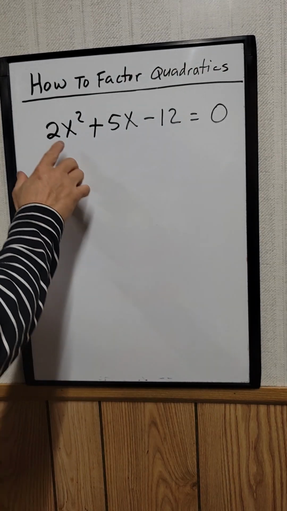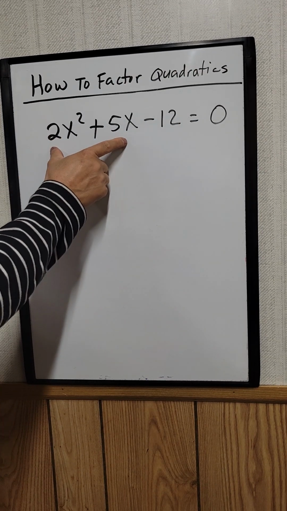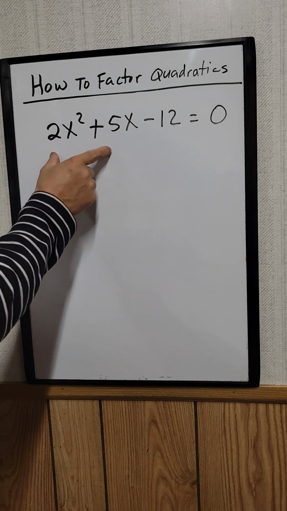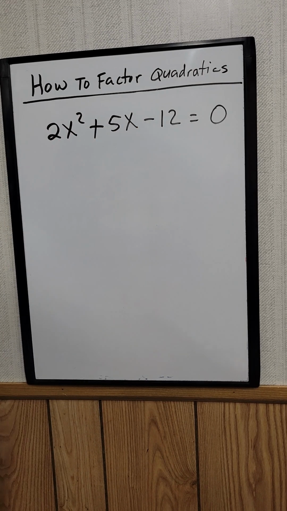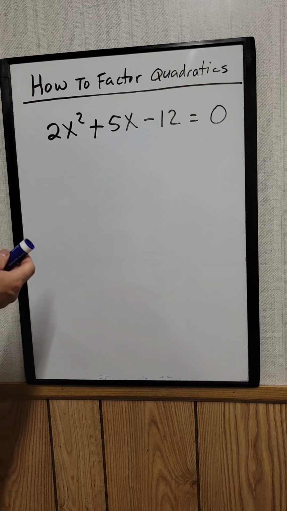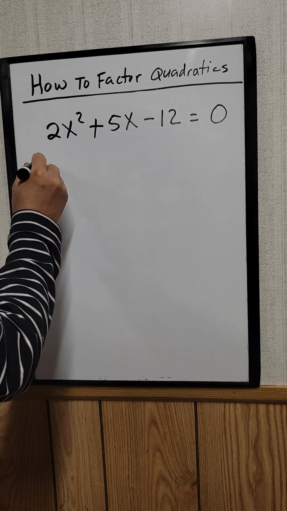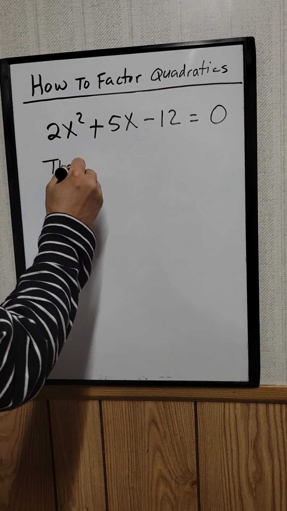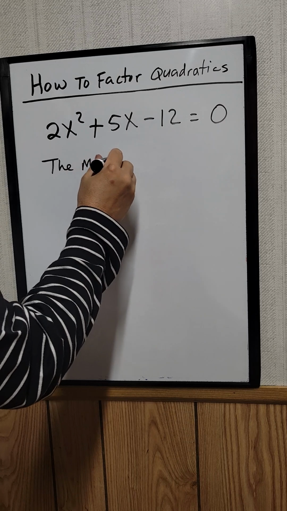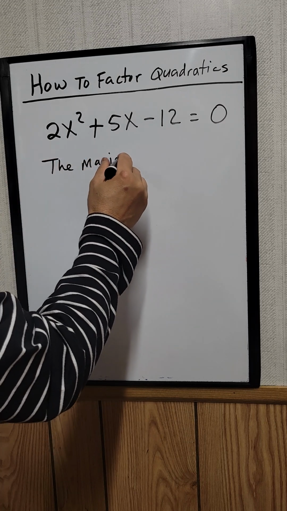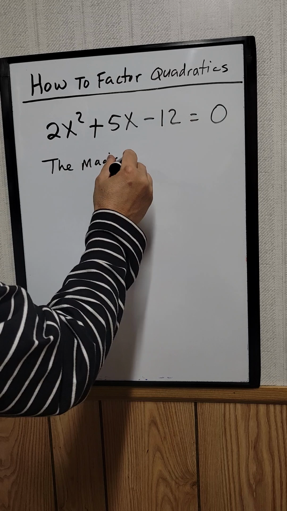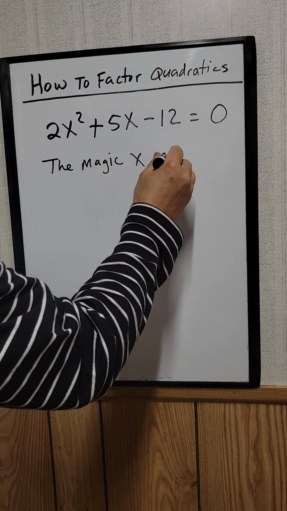Can you factor any number out? We cannot do that. A 2 and a 5 doesn't go. You can't factor anything out. So I'm going to show you a method that we use, called the magic X method, to factor this quadratic equation out. The magic X method. Okay.